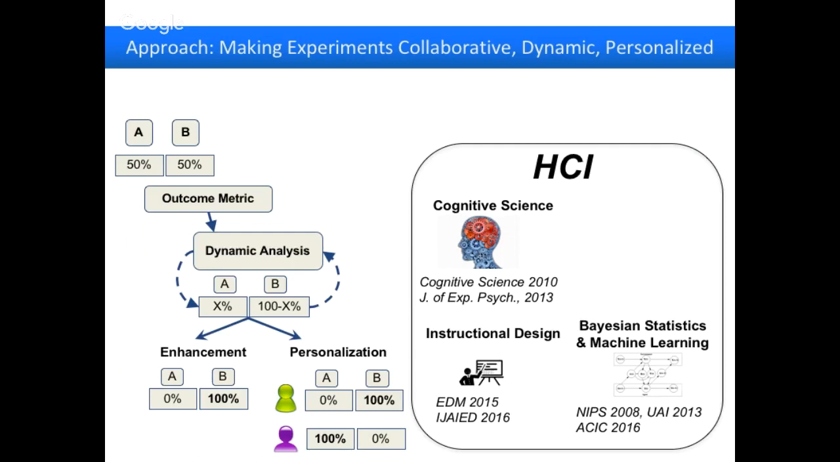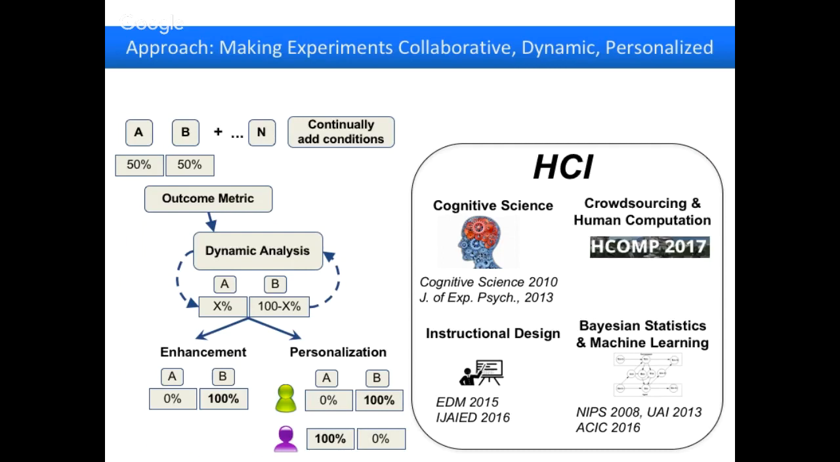Now, even if we did all this, to get constant improvement, we also need to have systems that keep adding conditions. They never stop experimenting. And through that, I draw on work from HCI in crowdsourcing, where users or teachers can provide new ideas, and human computation.